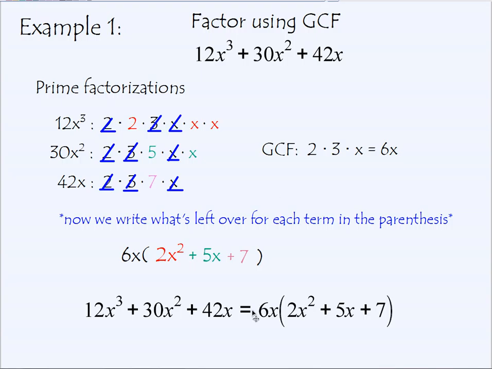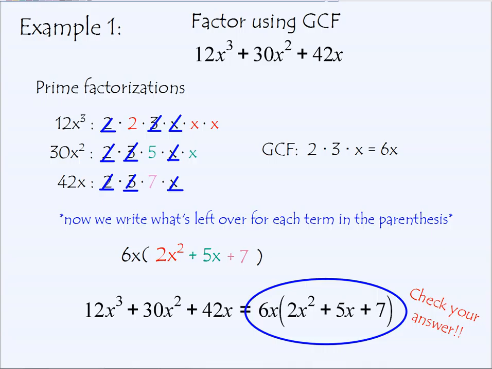Notice how I pulled out front what they had in common and wrote what was left over in a set of parentheses. If I went back and did the distribution here, I would get exactly what I started with. 6x times 2x squared gives me 12x to the third power. 6x times 5x gives me 30x squared. And 6x times 7 gives me 42x. So you can actually check your answer by doing the distribution and making sure you get what you started with.